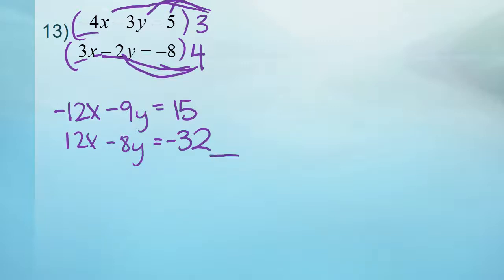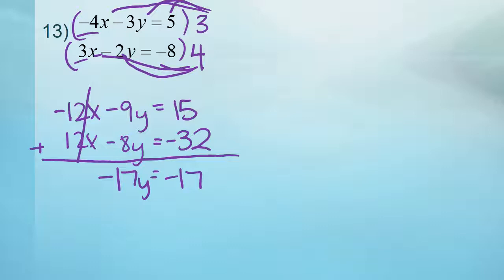All right, let's draw a line underneath and do some old school adding. The x's cancel. I have a negative 9y minus an 8y. So I actually end up at a negative 17y. Getting some big numbers, but that's okay. Next, I have a 15 plus a negative 32, or think of it as 15 minus 32. We end up with a negative 17 again.